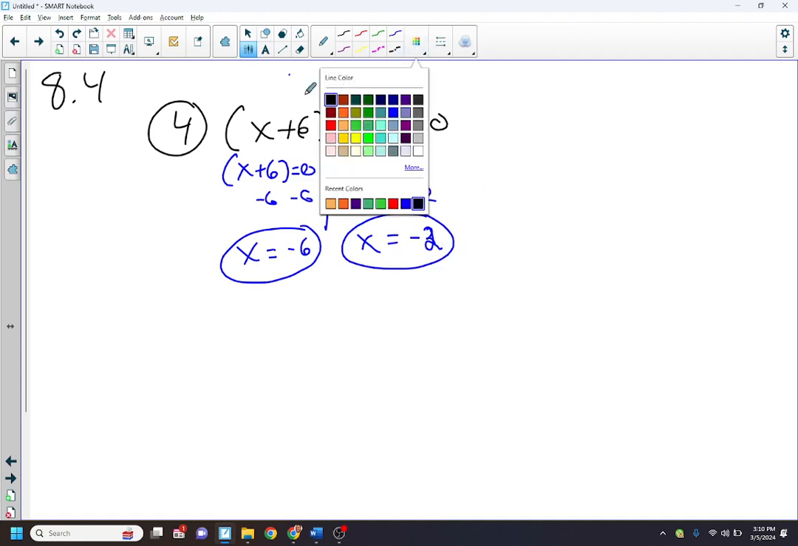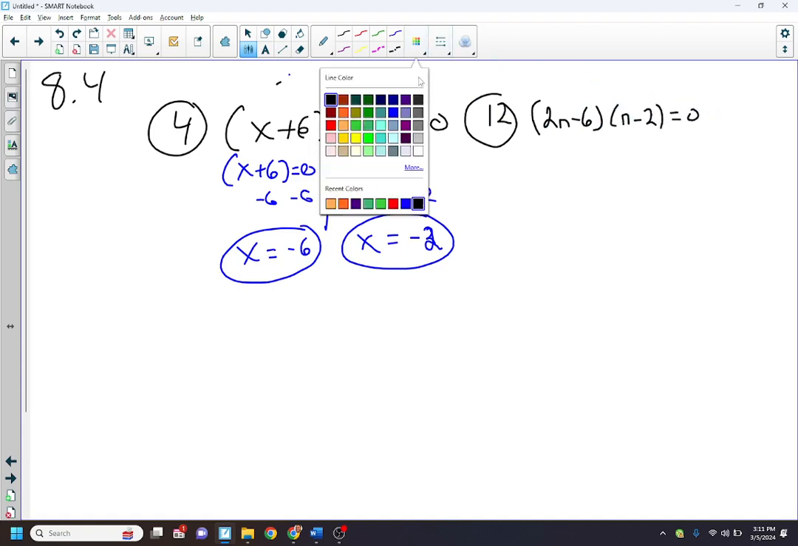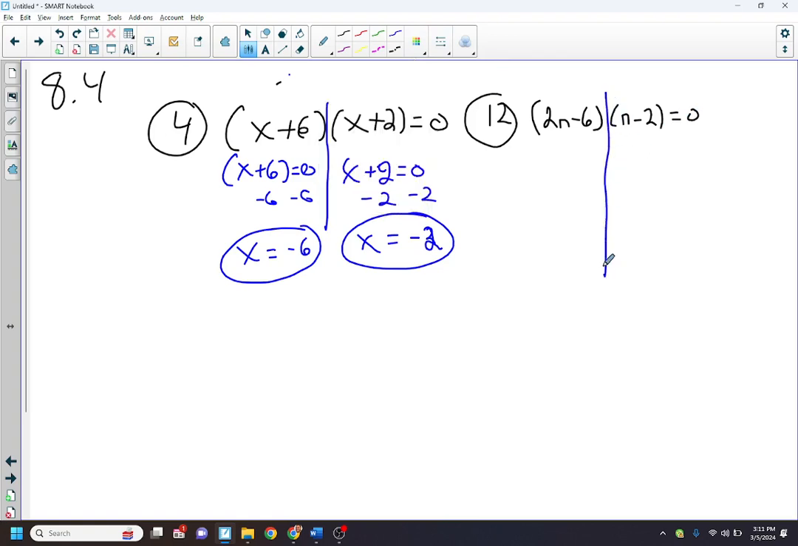Yeah, but first we did 12. Since we're already on it, 12 is 2n minus 6 times n minus 2 equals 0. Again, when it equals 0 and you have a product of a multiplication, you're going to split. So it's going to be 2n minus 6 equals 0. Why are we splitting it? How can we split it?